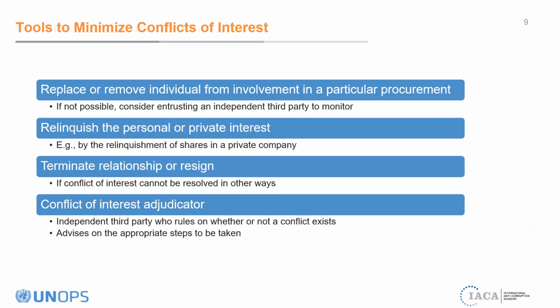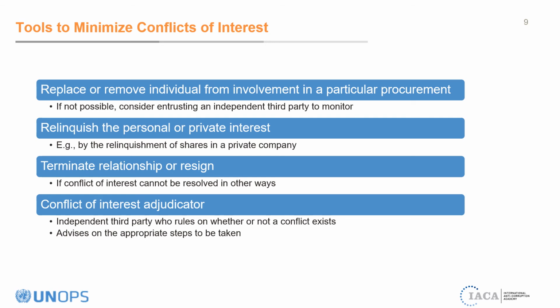Further tools to minimize conflicts of interest include such things as replacing or removing individuals from involvement in a particular procurement. If that's not possible, the procuring entity might consider entrusting an independent third party to monitor the procurement. One could ask the official to relinquish the personal or private interest by, for example, relinquishing shares in a private company that might be bidding on the procurement. The relationship between the procuring official and the agency might be terminated. The official might be asked to resign, or might resign of his own accord if the conflict of interest can't be resolved in other ways.